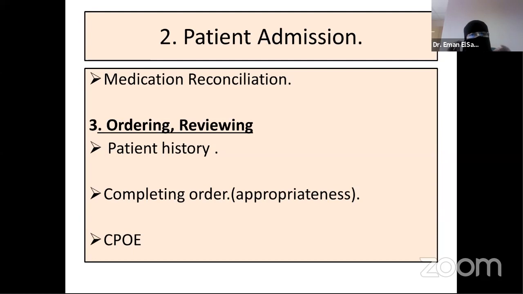the pharmacist must make appropriateness for the medication. He must review the medication and check the medication dose, the diagnosis, drug-drug interaction, and drug-food interaction. This is the role of the pharmacist before transcribing. But the role of appropriateness for nursing is before administration. This is the 10 rights for the patient. I will explain this during administration.